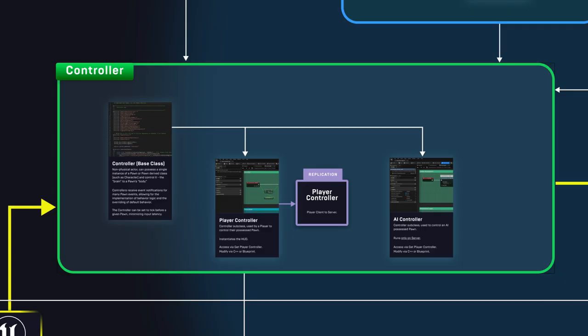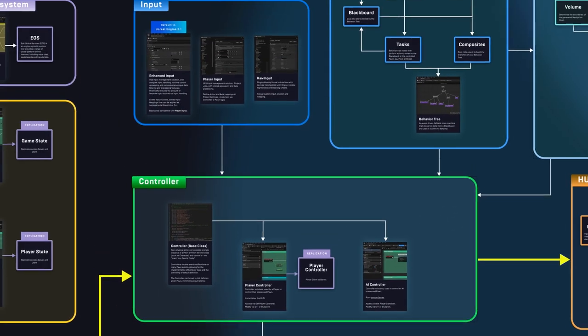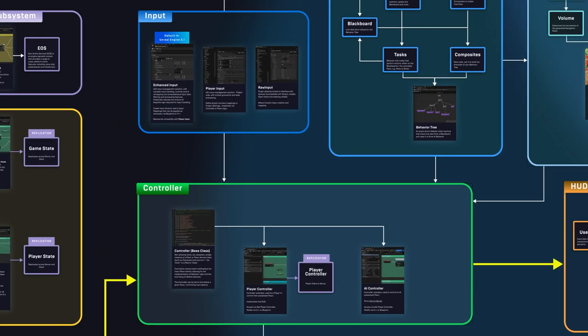That said, you most likely won't be working with the base controller itself, but rather one of its two key subclasses, player controller for player characters and AI controller for NPCs. Let's talk about the player controller and how we handle player input first. The player controller replicates from a player client to the server, but not to other player clients, which is why we recommend player state for tracking data. It is used to handle user input management and general gameplay logic relating to the player and their pawn.